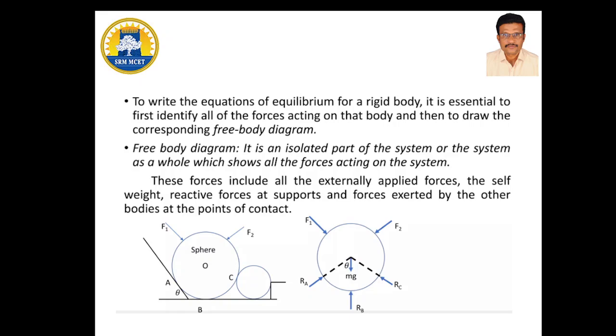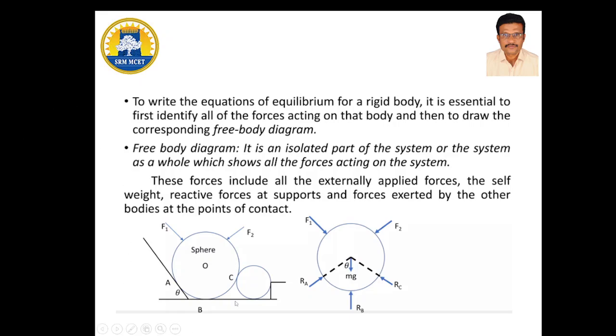A free body diagram is an isolated part of the system, or the system as a whole, which shows all the forces acting on the system. As shown in the figure, all the forces F1 and F2 are acting on the system, which is an isolated part of the system as a whole. These forces include all externally applied forces, the body's weight, reactive forces at supports and forces exerted by other bodies at the contact.